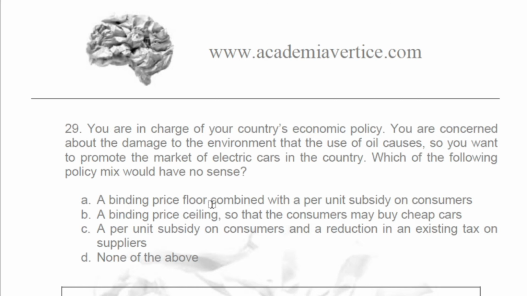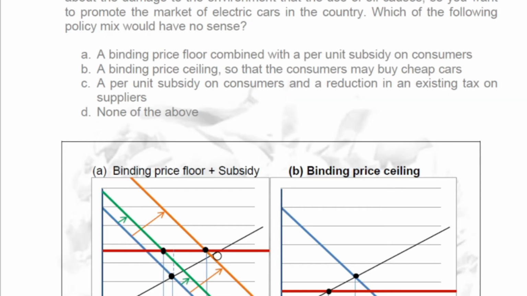A binding price floor combined with a per unit subsidy on consumers. Okay, we need graphs. So let's see here. The binding price floor, okay, here this horizontal line, combined with a per unit subsidy on consumers. A per unit subsidy on consumers could be small and go from the initial demand, the blue one, to the red one, to the green one, or could be a big subsidy and become the new demand, this orange one.